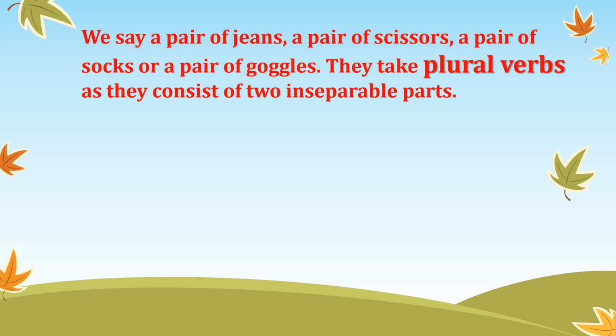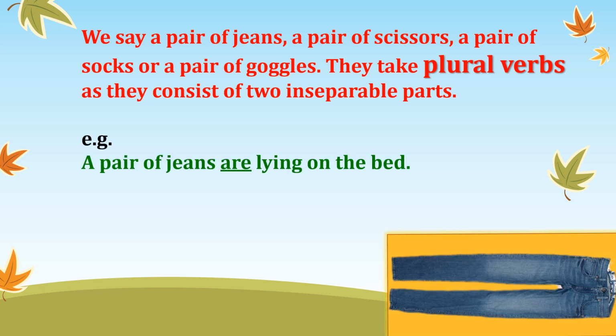Let us try to understand this better with the help of an example. A pair of jeans are lying on the bed. So here on the bed, what is lying? A pair of jeans. A pair means two. And since we cannot separate both the legs here, we have to use them together. We have to wear them together, and they are more than one. That is why we have to use a plural verb with it, which is are. So are over here is a plural verb which is used with a pair of jeans.